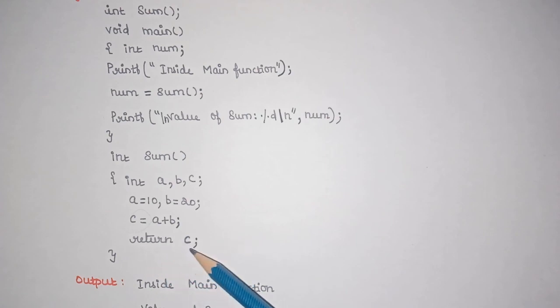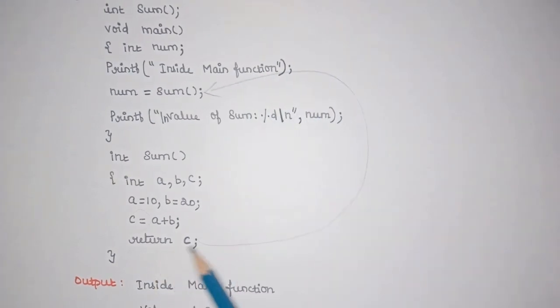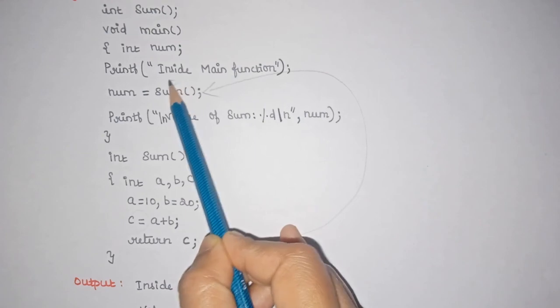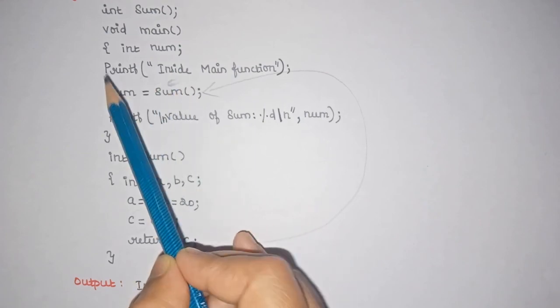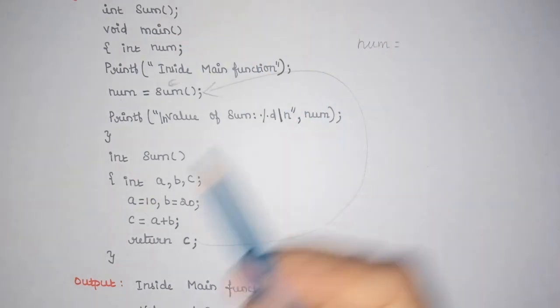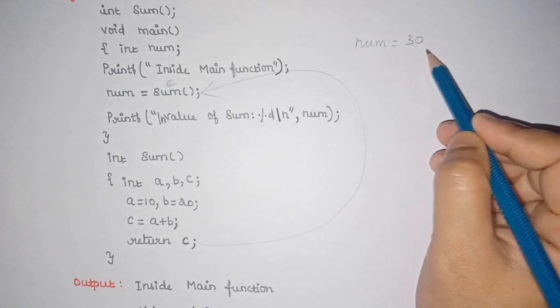After finding this statement, return c, what happens? The control will move back to the function call. So this returns c. Now the result of c will be assigned here. Now the value of c will be assigned to num. Now num holds the value of c. So what is the value of c now? 10 plus 20, 30. So now num also holds the value 30.